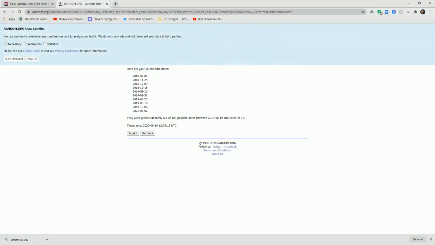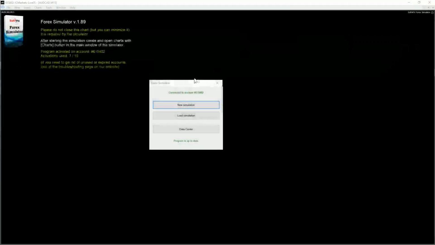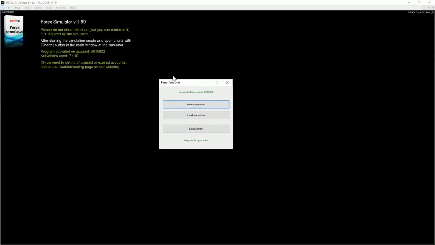So the dates we're getting are a bunch of 2019, a bunch of 2018. We got August 2019, June 2019, March 2019. Let's do March, 10th March. All right, let's do what Summer says here. Got 10th March, close this. So 10th March, okay. All right, so this is the Forex simulator.